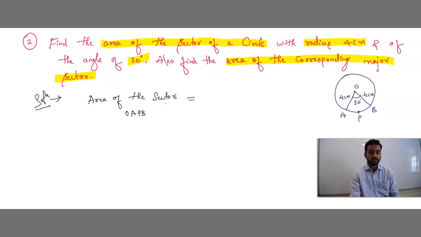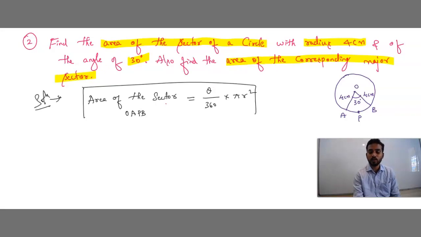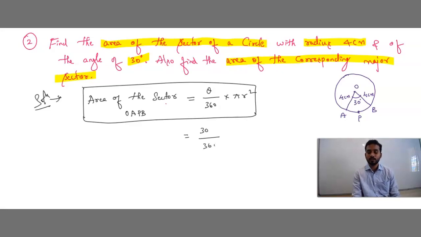So what is the formula to find it? That is theta by 360 into pi r square. So this is the formula to find the area of the sector. So simple. See, even they have given the figure to understand. So what is the angle? 30 degrees divided by 360 into the value of pi, 22 by 7, into radius 4 into 4, r square. So the radius is 4 centimeters, correct?